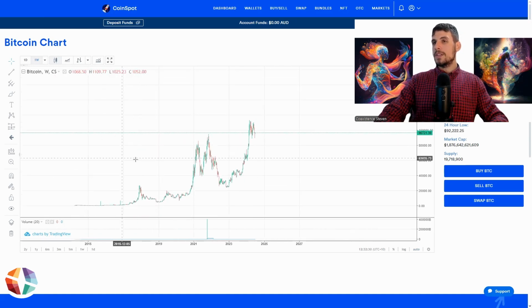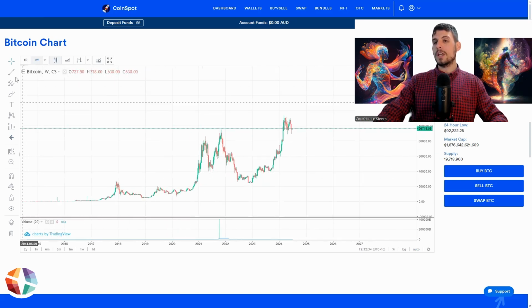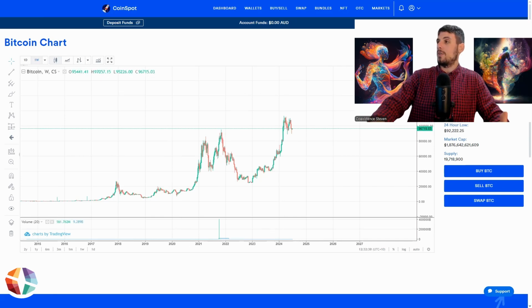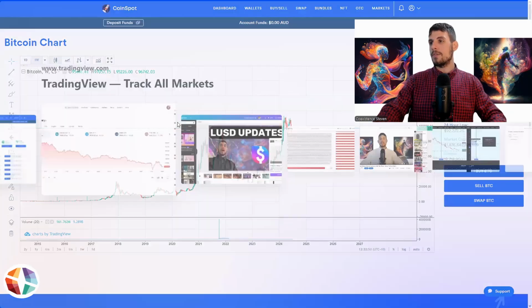So now, CoinSpot is actually pretty good, to be honest, with its charting, and it gives you enough basic features. So if you have CoinSpot, I would say this is almost all that you need. But I would still recommend using TradingView. So TradingView is a website. So I'm going to put the link in the description as well. So especially if you've just got an app where it doesn't give you this kind of detail.